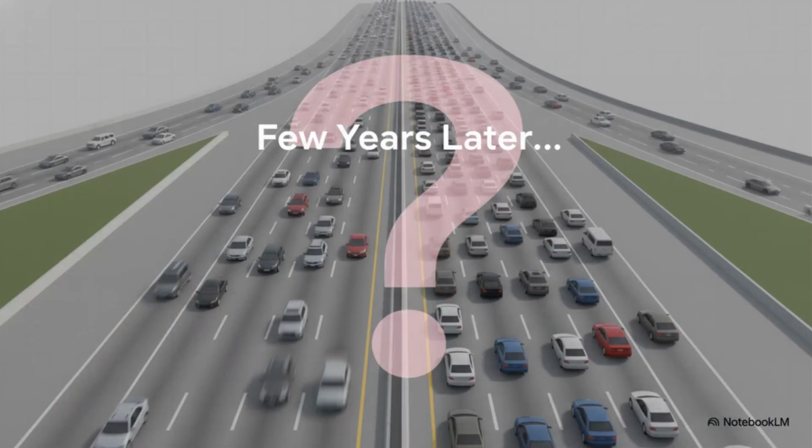But then, a few years go by, and something really strange happens. The brand new, wider, more expensive highway is just as clogged as the old one was. It's like the system just absorbed our solution and went right back to its old state of failure. How is that even possible?